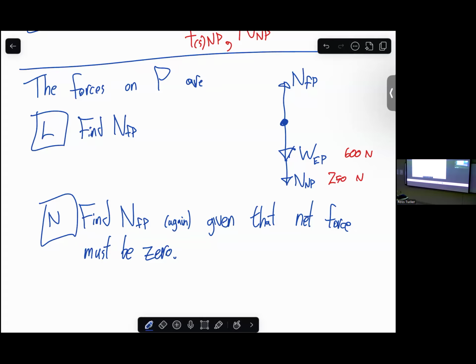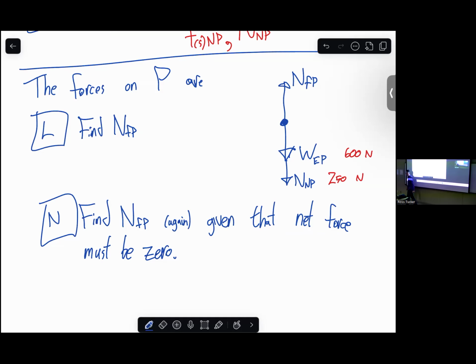Okay, I've got 60% of you with me. The correct answer is 850 newtons. If I am pushed down with 600 and 250, I need to be supported with 850.